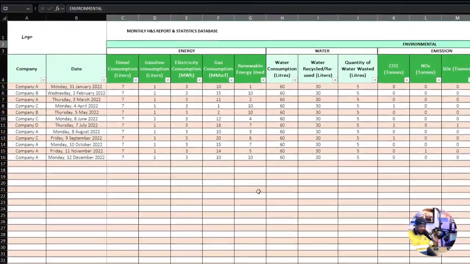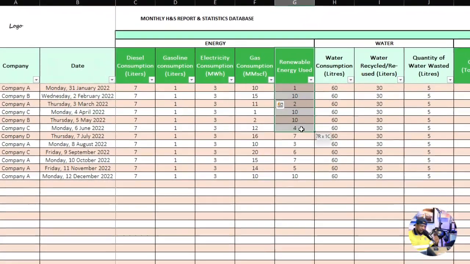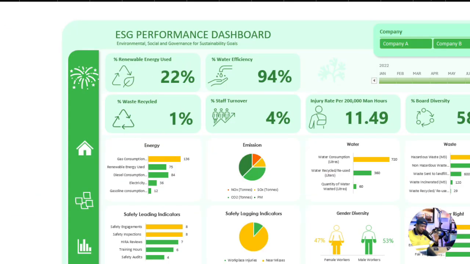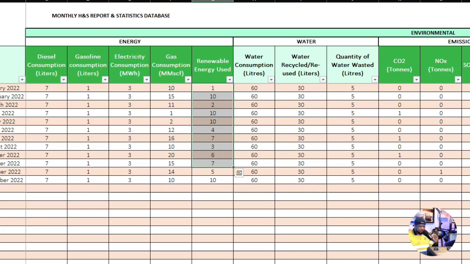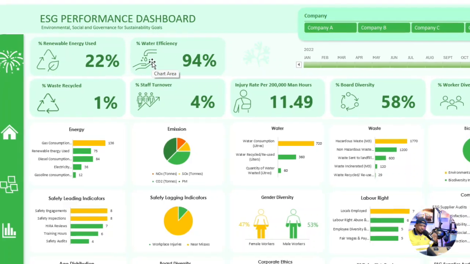Focus on the environment. And with the environment, we have all the energy consumptions, right? The diesel, the gasoline, the electricity consumption, the gas consumption, and what quantity is renewable energy. And this is used to estimate the percentage of renewable energy used, right? And then we move on to the water. So the water, we're looking at water consumption, water that have been recycled, water that have been wasted. And then we are looking at the KPI, percentage water efficiency.